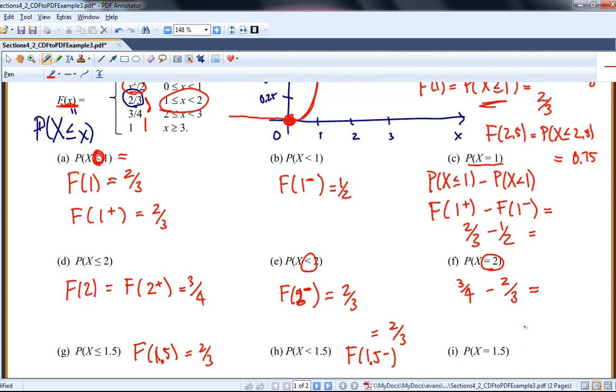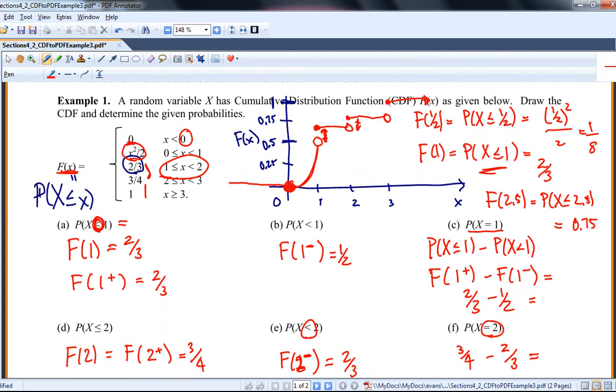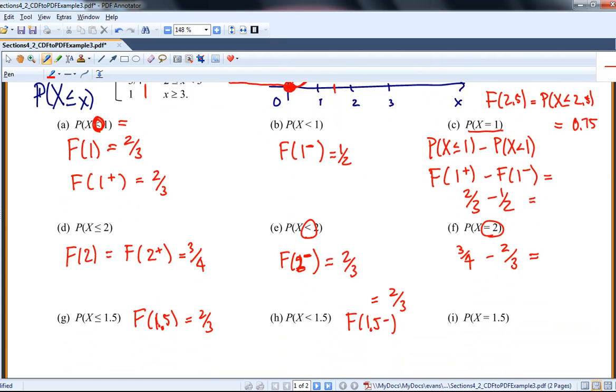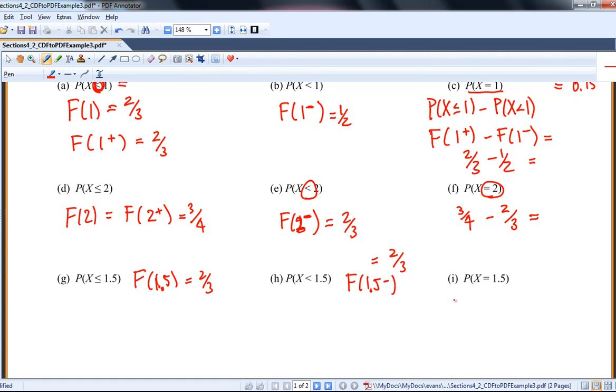And last is the probability x is equal to 1.5. It can't be equal to 1.5. It's not gaining any probability, right? I mean, over here on my graph, let's go to the graph at 1.5. Here's 1.5. Notice I'm not picking up any probability at 1.5. I'm just constant along that line. So I know I don't have any probability there. If you again want to go back to what we did before, I could say that's F of 1.5 from the right minus F of 1.5 from the left, which is 2/3 minus 2/3, which is 0.